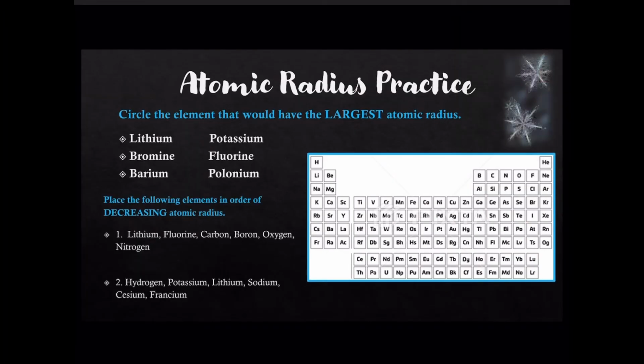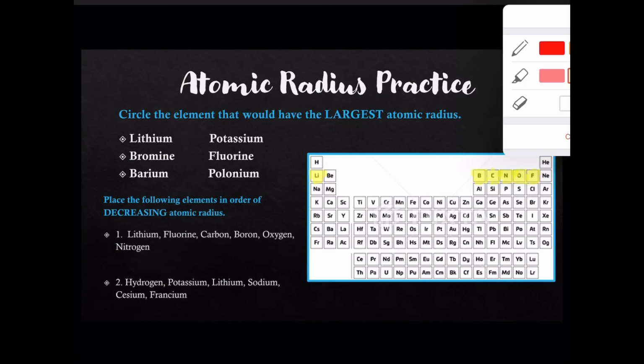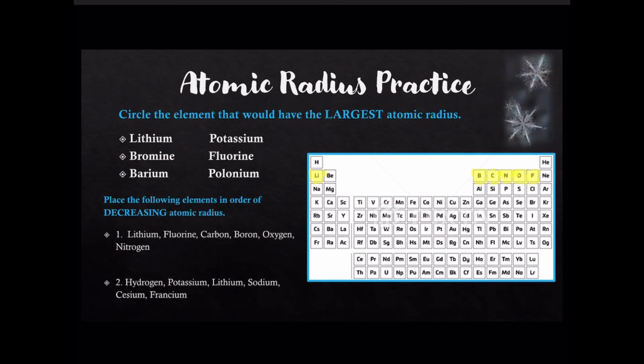So in number 1, we have lithium, fluorine, carbon, boron, oxygen, and nitrogen. I've highlighted all of the elements that we're going to be considering for number 1. So what we're doing is we're going to rank them in decreasing order. So think about what that means, decreasing order. Are we going from largest to smallest or smallest to largest?